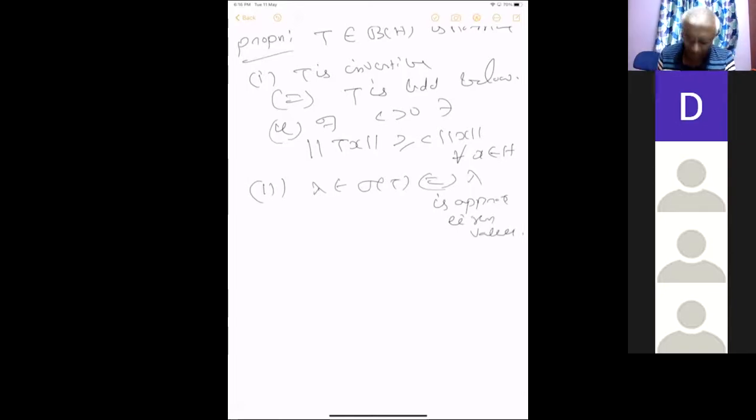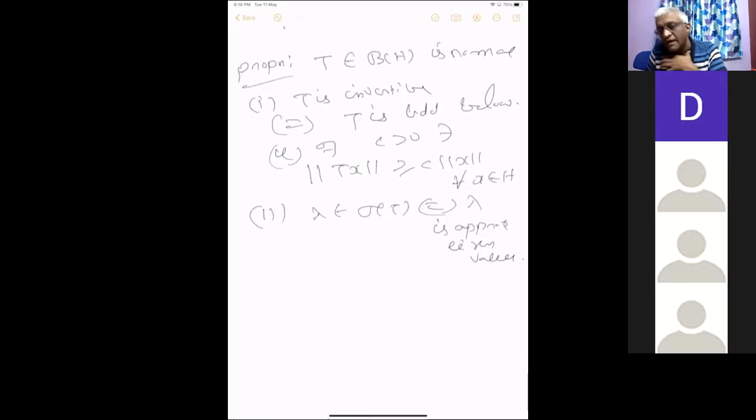This is true for normal operators. Even for a normal operator, it's not true that something is in the spectrum means it's an eigenvalue. It's true in finite dimension. Okay, here it's not true.